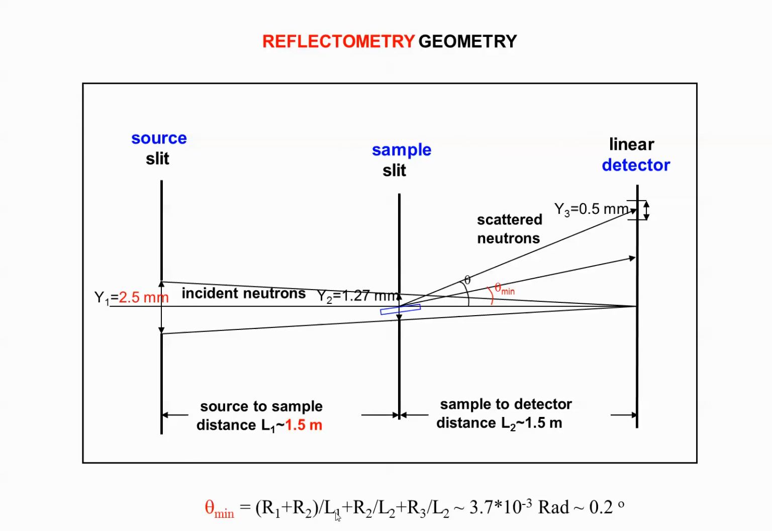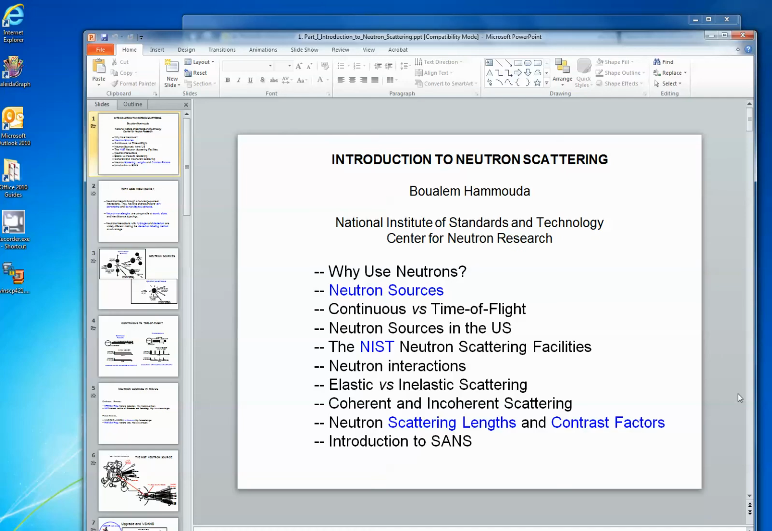R1 plus R2 divided by L1. This is divided by 10, divided by 10. The ratio doesn't change. So in other words, reflectometry involves the same type of angles, scattering angles, even though reflectometers are 10 times smaller than SANS instruments, just because of using very tight slits and so on. Okay.